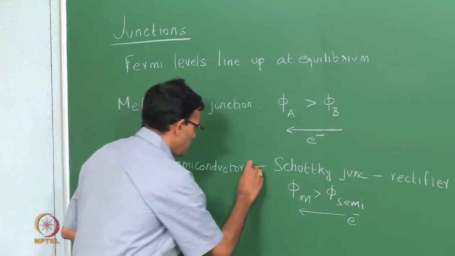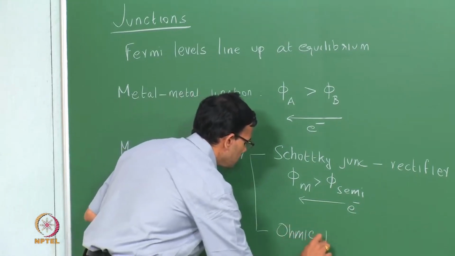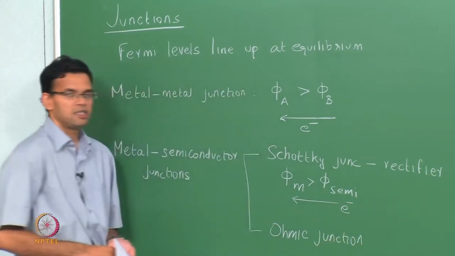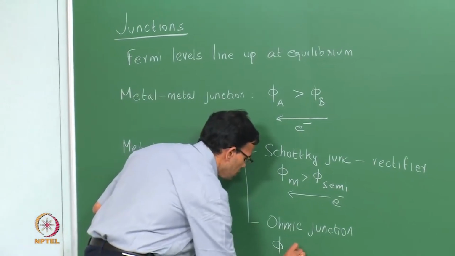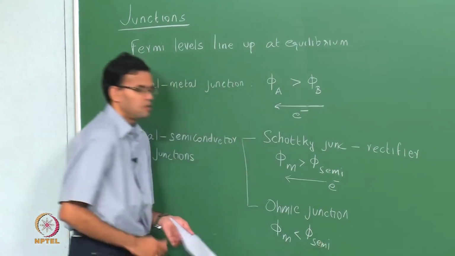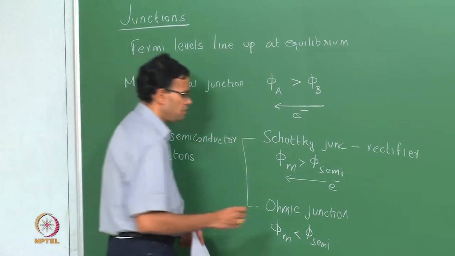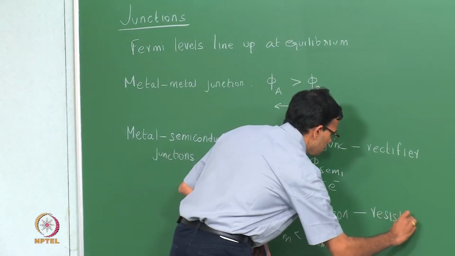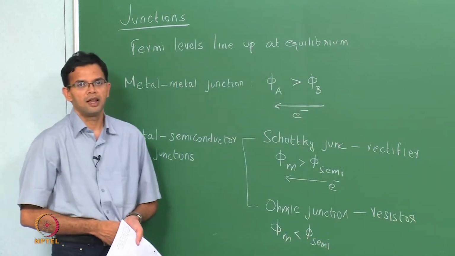The other type of junction that we saw was the ohmic junction. In this case, the work function of the metal is smaller than that of the semiconductor, so that you have electrons flowing the other way, and the ohmic junction behaves as a resistor. So, this is where we left off from last class.